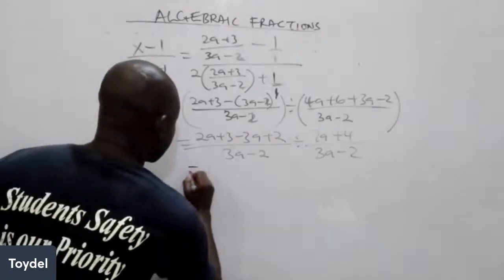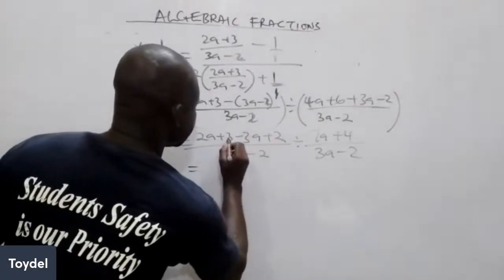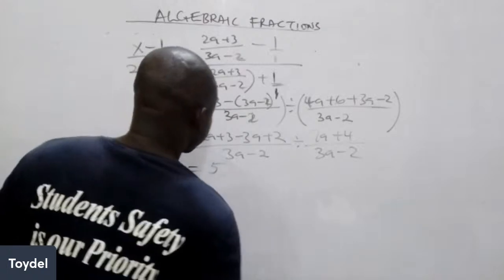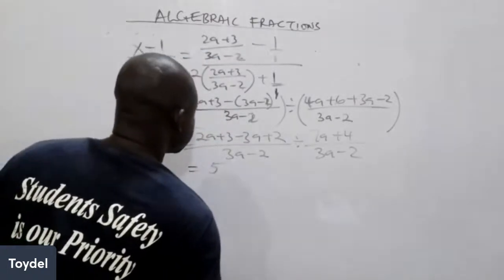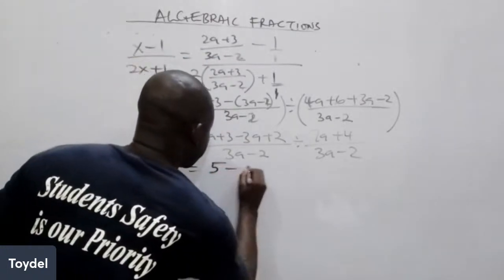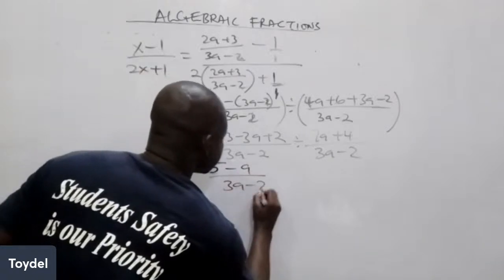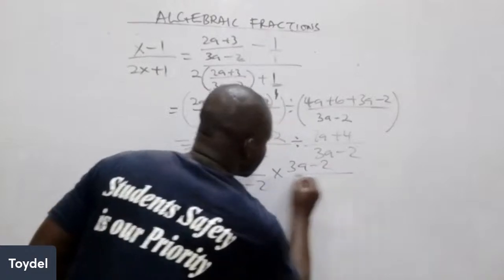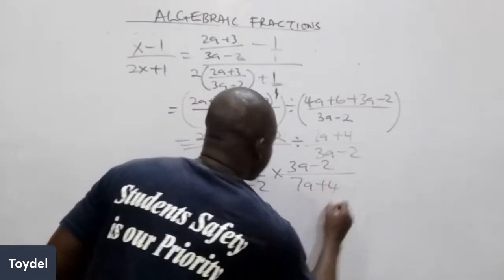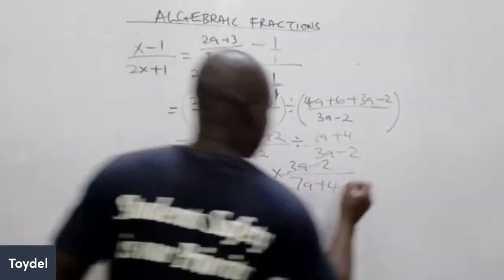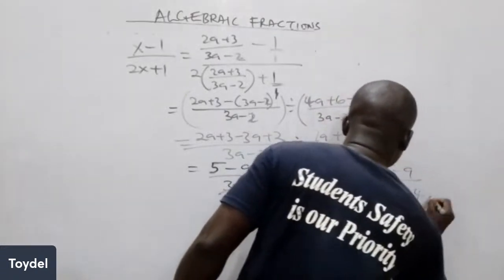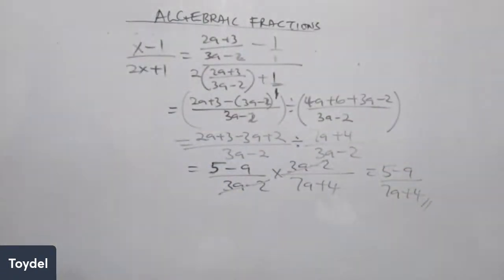Then from there, I can actually add these two together. 3 plus 2 is 5. Then 2a minus 3a is minus a. That's 5 minus a all over 3a minus 2. I want to change this division to multiplication. So I have 3a minus 2 there all over 7a plus 4. This will cancel this. At the end of the day, I'll be left with 5 minus a all over 7a plus 4. So we have been able to express the answer in terms of a as required.